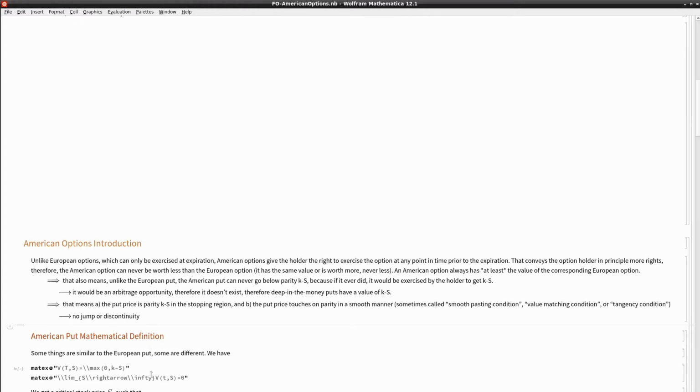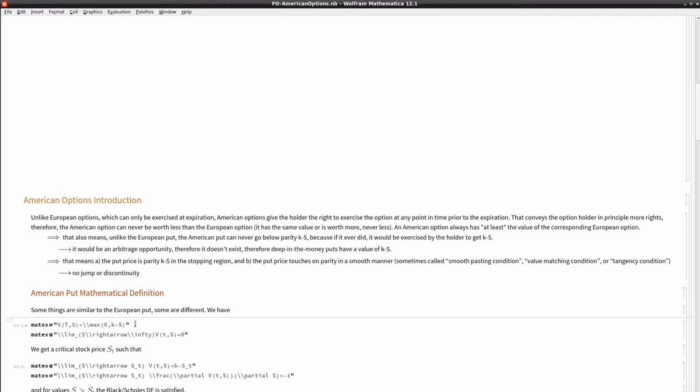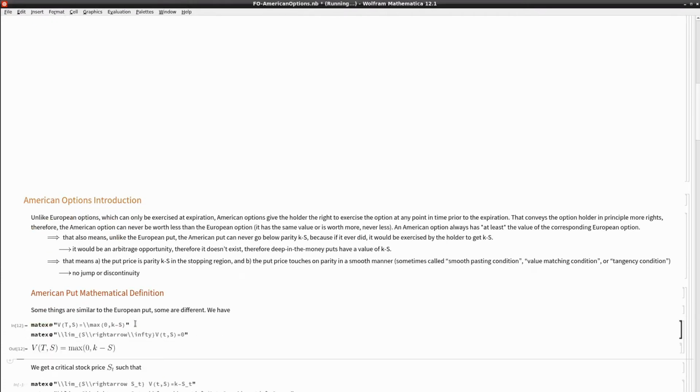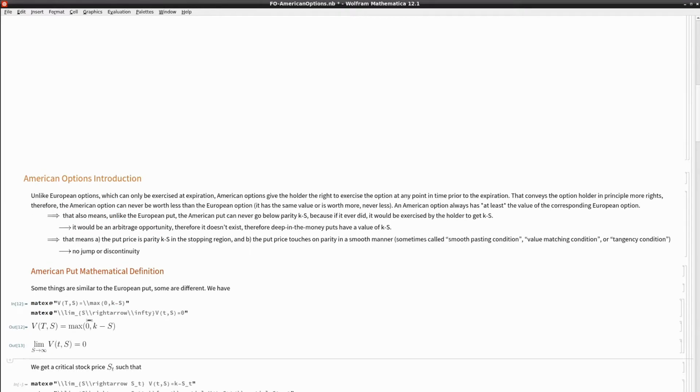So let's look at the mathematical definition of the American put. Some things are similar to the European put, some are different. So we have that the value of this derivative at the point t, that's the exercise, that's the expiration time, capital T, and the stock price, is the maximum of 0 and K minus S.